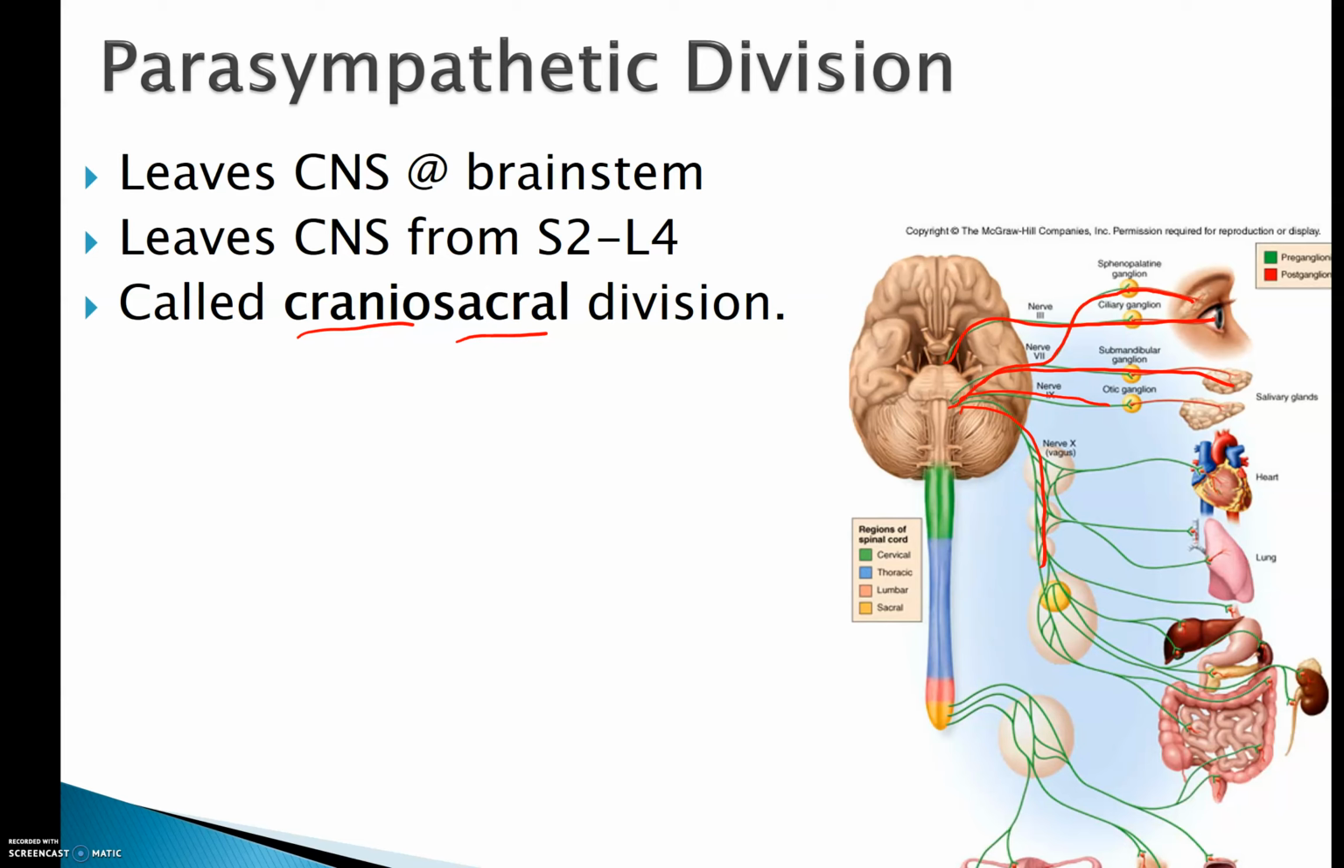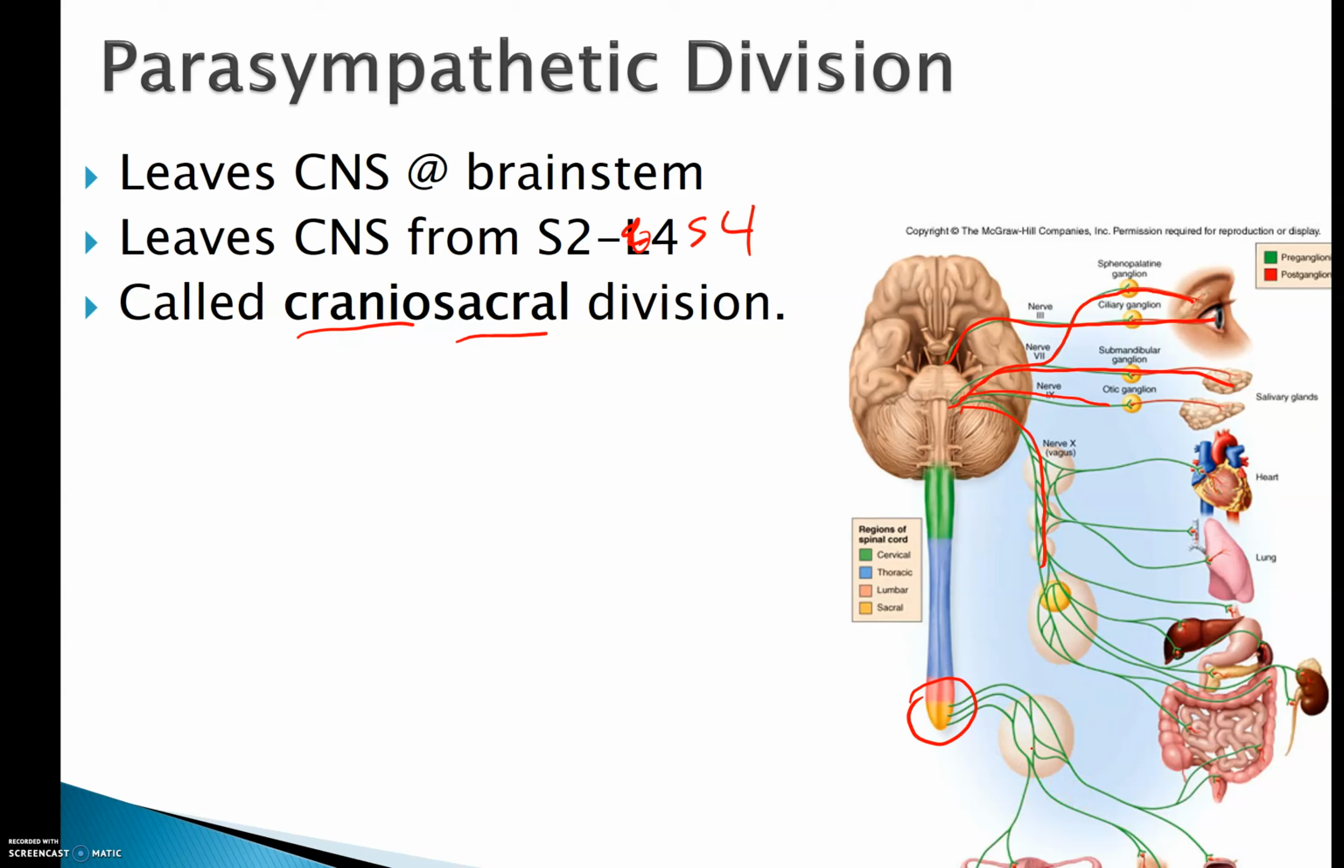Now, cranial is cranial nerve, sacrum is sacral nerves. S2 to S4 is where the parasympathetic nervous system also leaves. And we're not going to go that much into structure because it actually is a little bit variable.